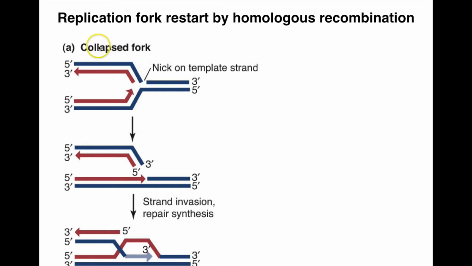And this is the result of a collapsed fork. This is when there's a nick on the template strand. So if we have a nick on the template strand, in this case it's the lagging strand, we're going to wind up with what looks exactly like a double strand break here. In this case though, we're not dealing with a homologous strand, we're dealing with another strand that's already been synthesized.